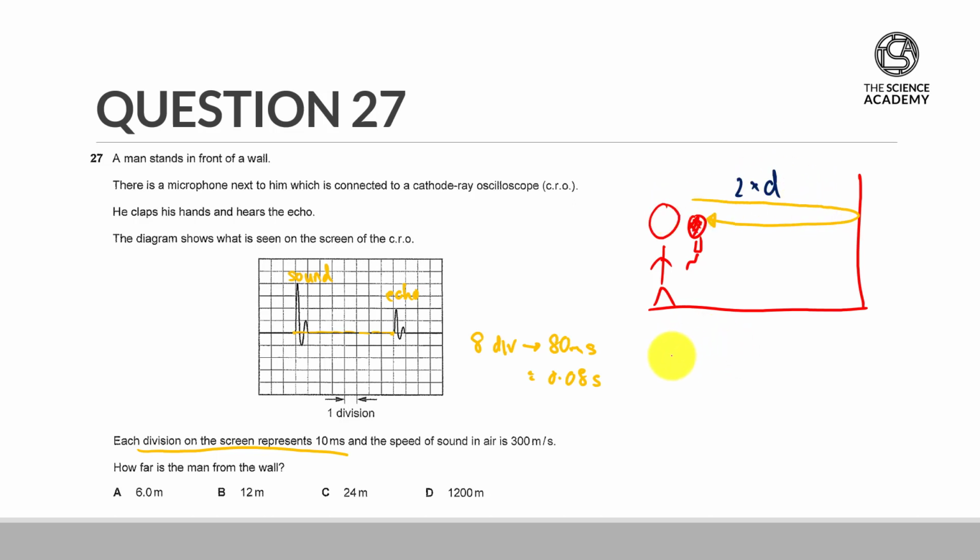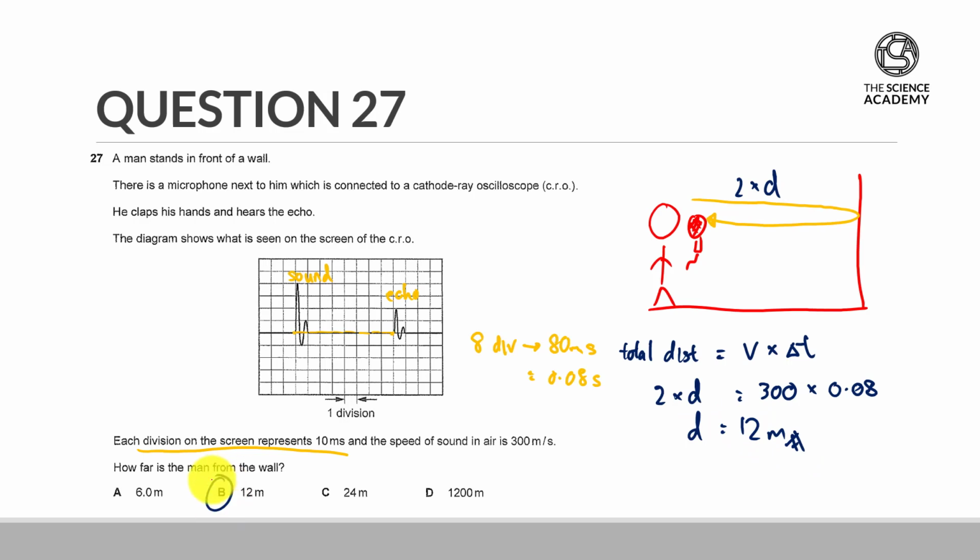So as such, we have the total distance traveled by sound must be equal to the speed of sound multiplied by the time taken. We know that the distance is twice the distance to the wall, and the speed of sound is 300 meters per second. So substituting in our 0.08 seconds as our time, we have the value of D, which is going to be 12 meters. And thus our answer is going to be B.